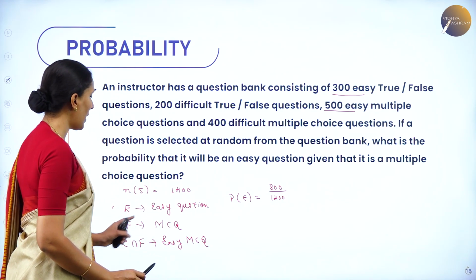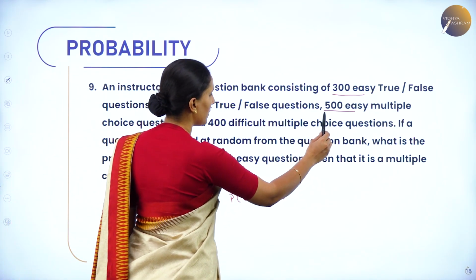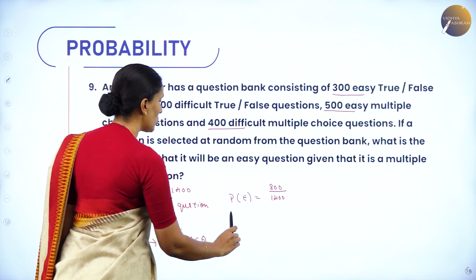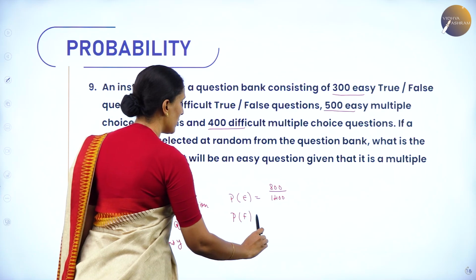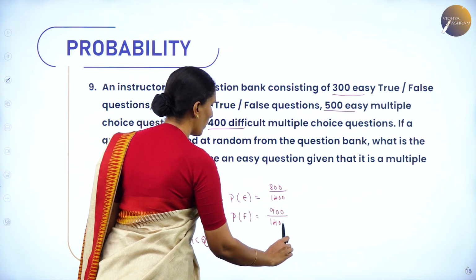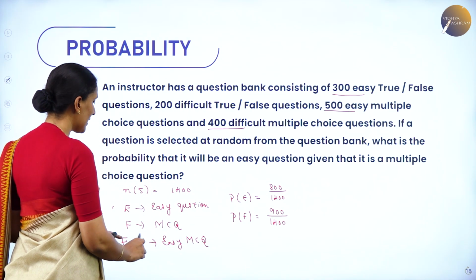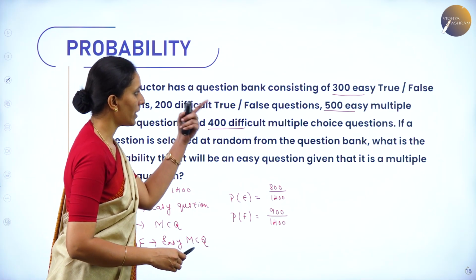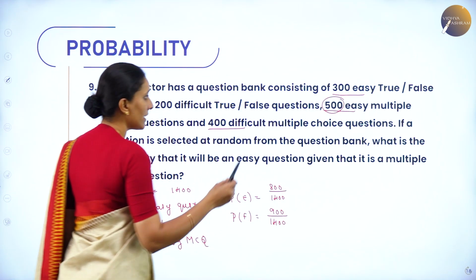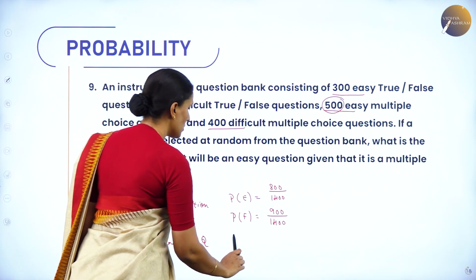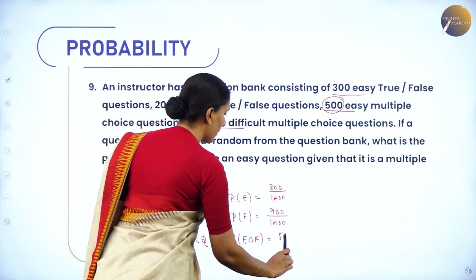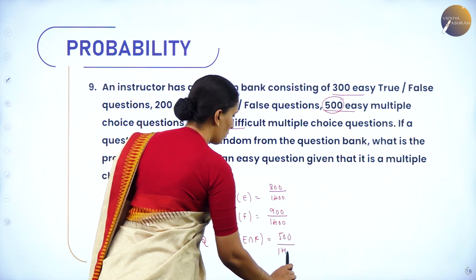And next is multiple choice question. When I say multiple choice question, we have 500 easy and 400 difficult. So in total, probability of F is 900 multiple choice questions out of 1400 questions. Now when I say E intersection F, that means it has to be an easy as well as a multiple choice question. So there are only 500 easy multiple choice questions. So therefore, probability of E intersection F is 500 divided by 1400.